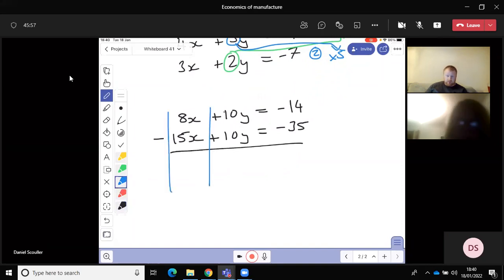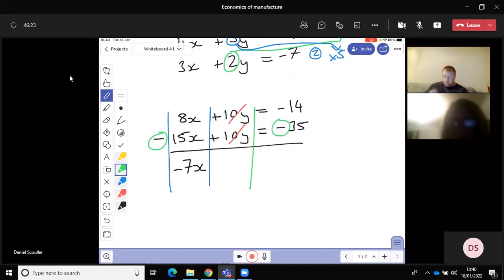8x minus 15x is going to give us minus 7x. Okay, 10y minus 10y is going to give us 0, so they eliminate each other. And then you've got minus 14 minus 35. So just be very, very careful of that symbol and that symbol.